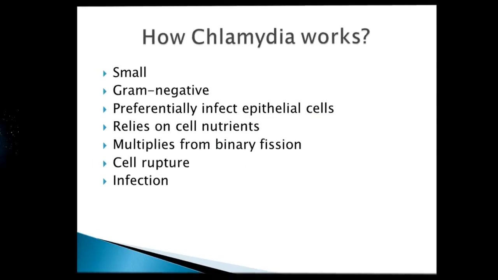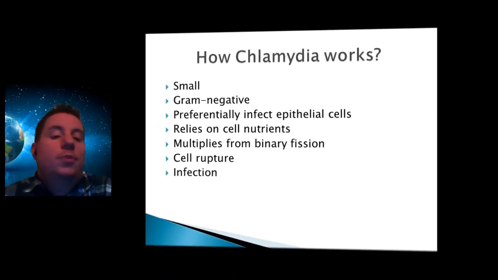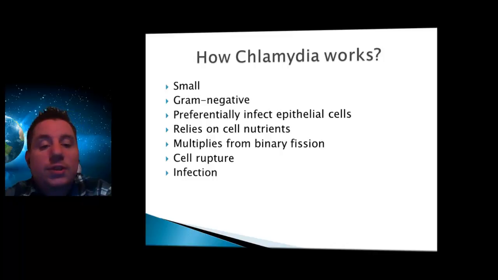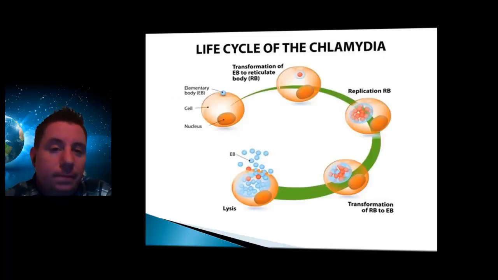So how chlamydia works. Chlamydia is a small gram-negative bacteria. It's preferentially infecting epithelial cells. It relies on those cell nutrients. And then within the cell, it's actually going to multiply by binary fission. And then eventually it will rupture from apoptosis, and this leads to the infection process. So we're going to look at this a little more in detail.